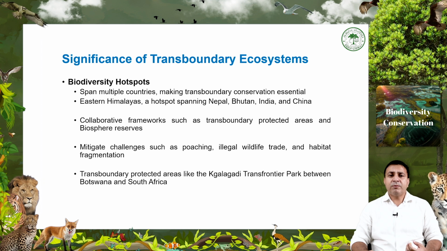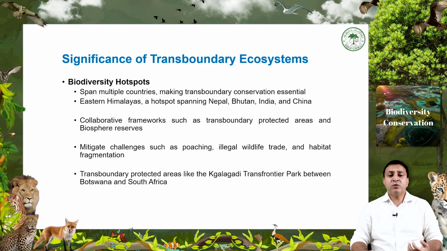In biodiversity hotspots, transboundary cooperation helps to mitigate challenges such as poaching, illegal wildlife trade and habitat fragmentation. We can say joint patrols, data sharing networks and cross-border conservation initiatives also enhance enforcement against the poachers and the smugglers.